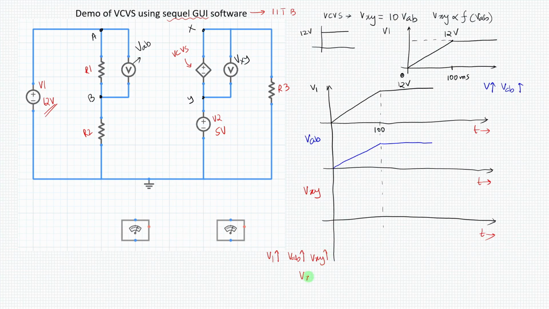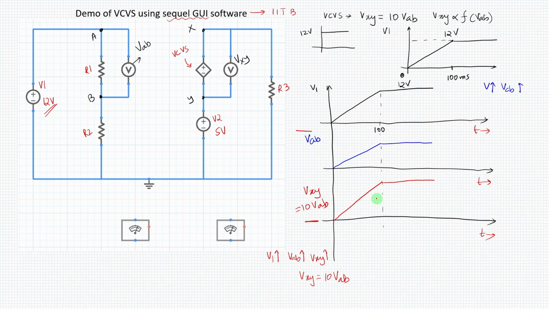And how will Vxy increase? Vxy will increase by this relation: 10 times VAB. So here the graph will look like this, increasing, increasing, increasing. After a point, V1 becomes constant, VAB becomes constant, and Vxy also becomes constant. And Vxy is equal to 10 times VAB. So this is the graph that we are going to plot. We will plot these two graphs for the simulation.